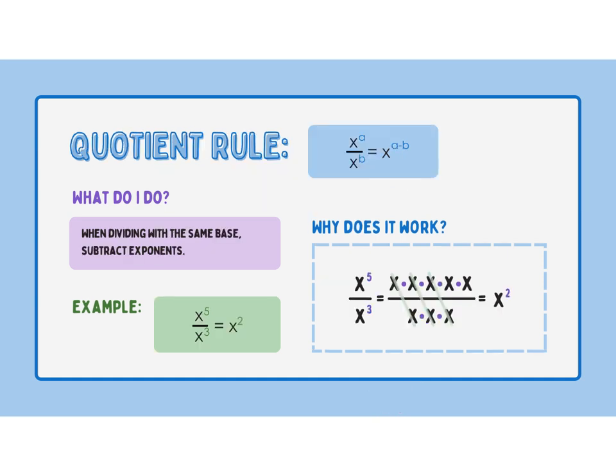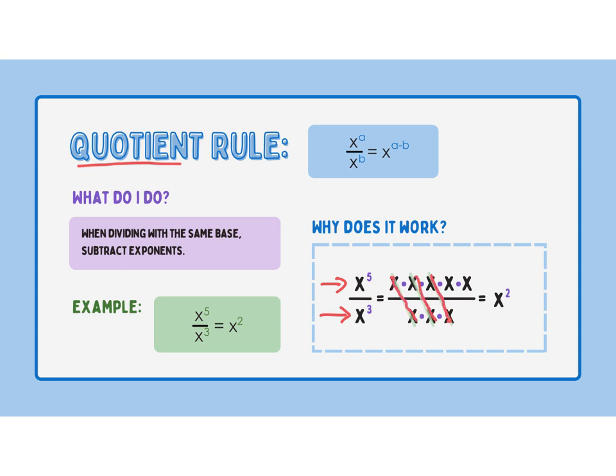The quotient rule. Quotient, remember, means division. And you are simply subtracting your exponents instead of adding them. It's illustrated here. X to the 5th is 5 x's. X to the 3rd is 3 x's. You can see that they cancel out.